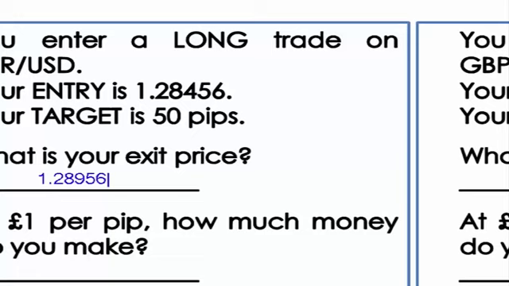Well, let's just talk in pounds sterling for a minute, so Great British pounds. And if you'd risked £1 per pip and you'd made 50 pips, how much money would you have actually made? Well, 50 pips times £1 per pip, of course, you'd have made £50. Simple enough so far.